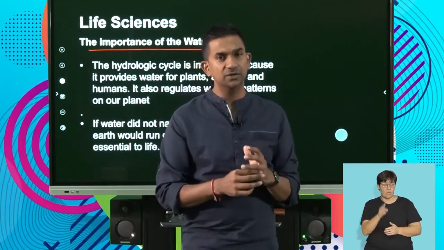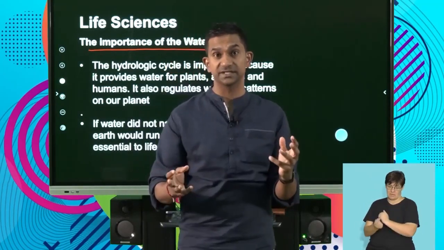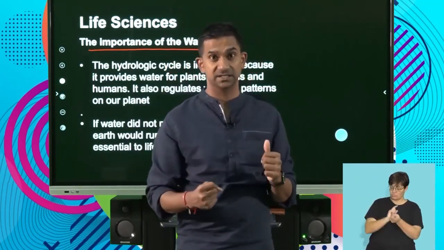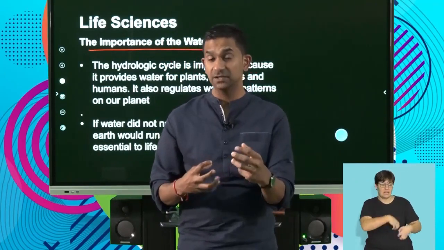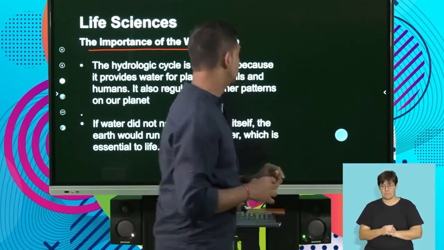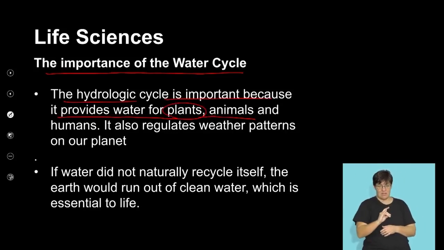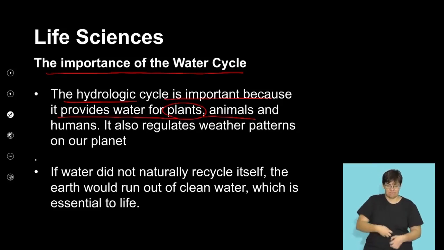As I mentioned earlier on, water is an important component of many physiological processes, the process of photosynthesis, as well as the process of digestion and chemical reactions in the bodies of different organisms. So, the hydrological cycle is important because it provides water for plants, which is an important process of photosynthesis, as well as for animals for processes like digestion and the absorption of nutrients.